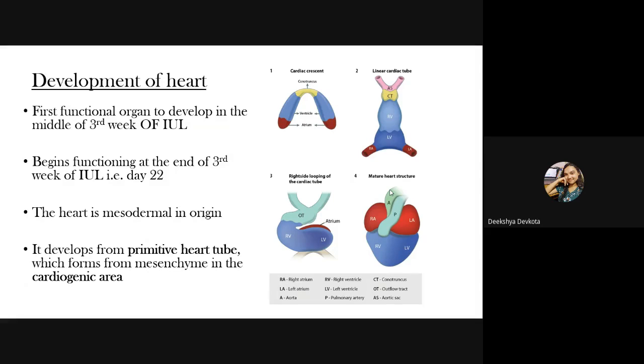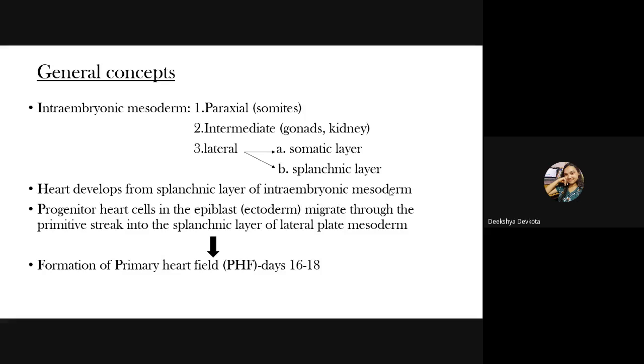Heart is the first functional organ to develop, which begins developing in the middle of the third week of our intrauterine life, and it begins functioning at the end of the third week of intrauterine life. And our heart is mesodermal in origin, and it develops from the primitive heart tube, which we will discuss later. What are the general concepts that we will require while studying the development of heart?